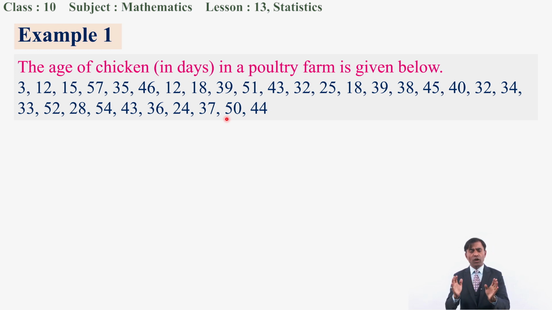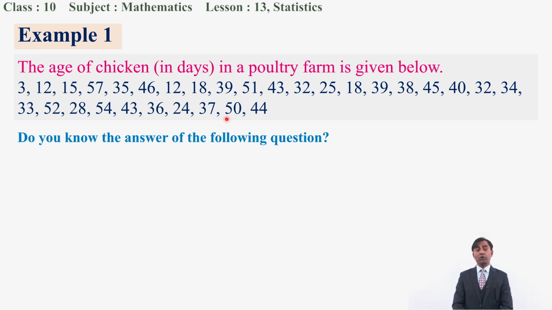So this is the raw data. Consider the raw data. This is individual form. This is not in grouping form. Now group it and make it continuous. How to make it? That's the main question. Do you know the answer to the following questions?